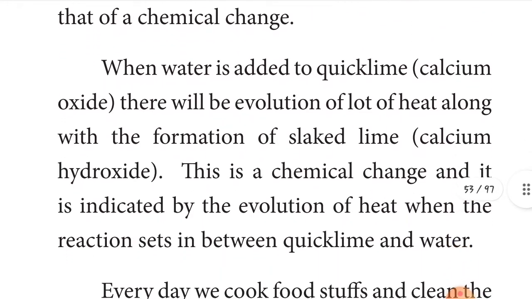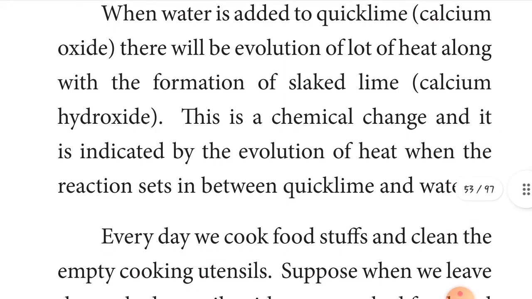Now let's see, when water is added to quicklime, calcium oxide, there is evolution of a lot of heat along with the formation of slaked lime. That is called calcium hydroxide, Ca(OH)2. This is a chemical change, children, and the indicator is the evolution of heat. When the reaction gets over, you get slaked lime and water.